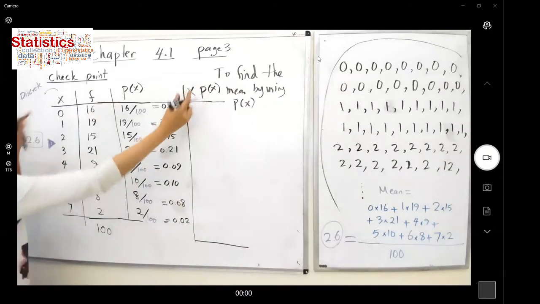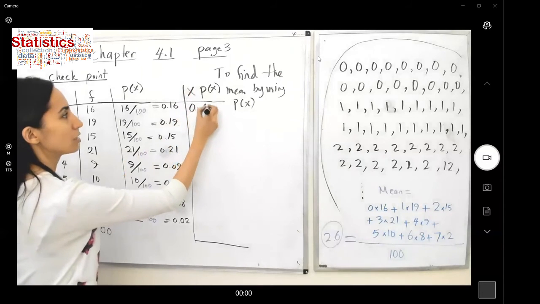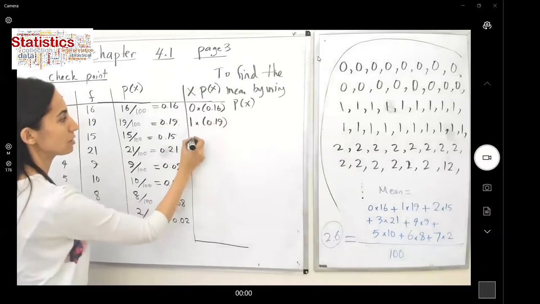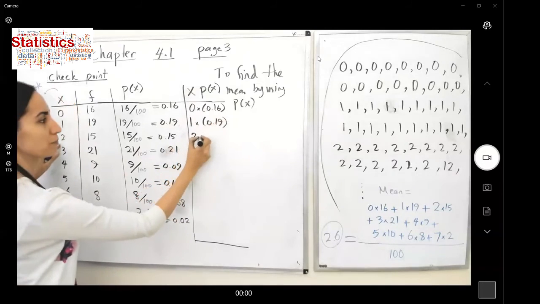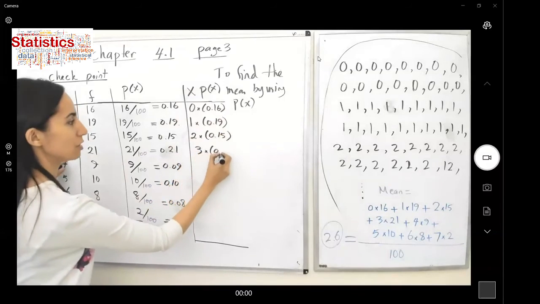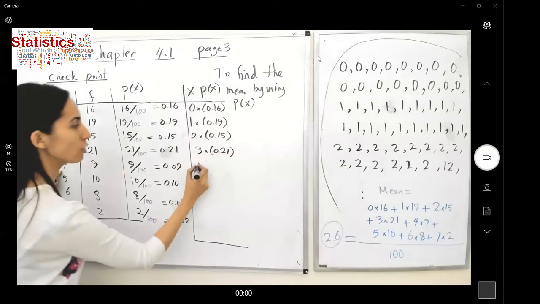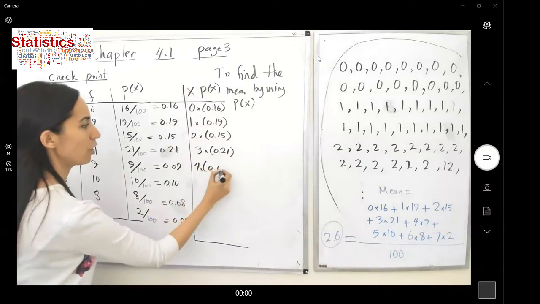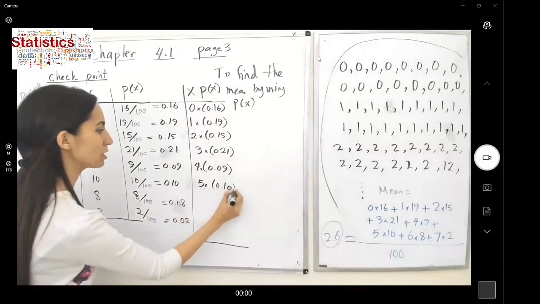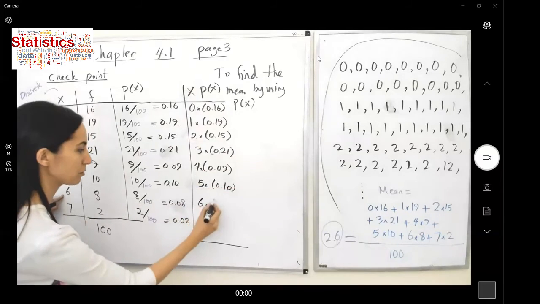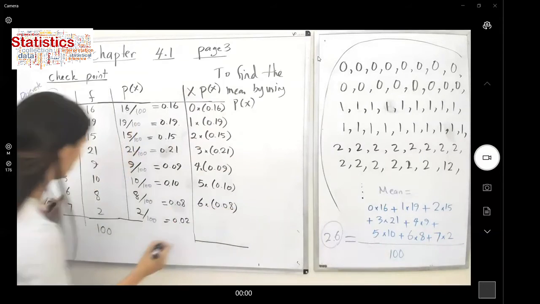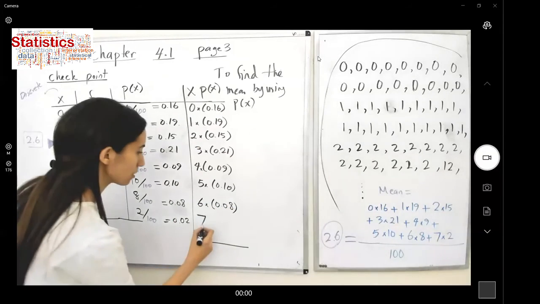So x is 0, 0 times 16%. 1 times 19%. Here you have 2 times 15%. Here you have 3 times 21%. Here you have 4 times 9%. Here you have 5 times 10%. Here you have 6 times 8%. And finally, you have 7 times 2%.